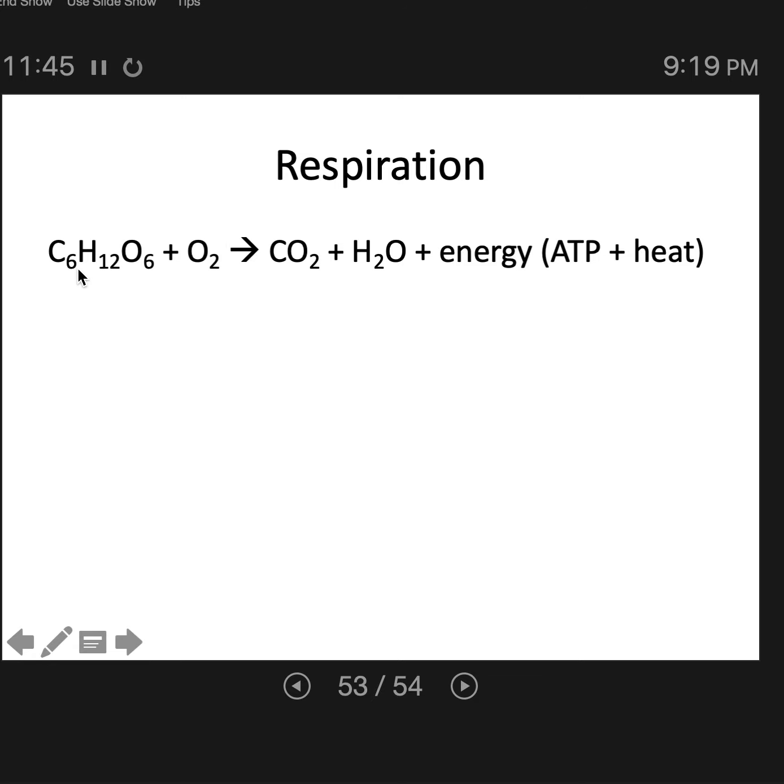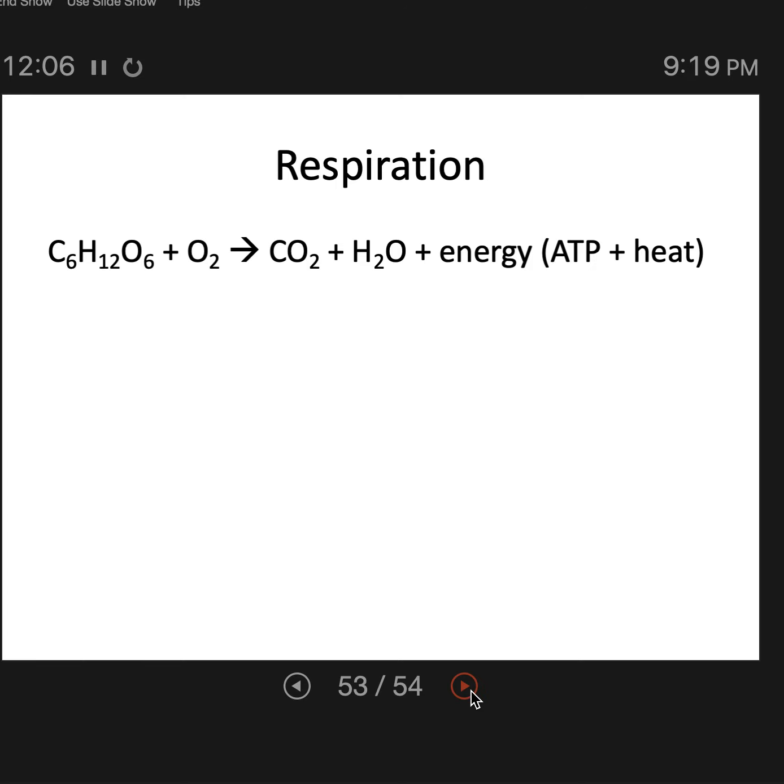You have sugars. You eat some sugars, you breathe in oxygen. These molecules rearrange into carbon dioxide waste, water, which is technically a waste product, but it's not like a bad one, and then energy in the form of ATP and heat. This is the purpose of respiration.